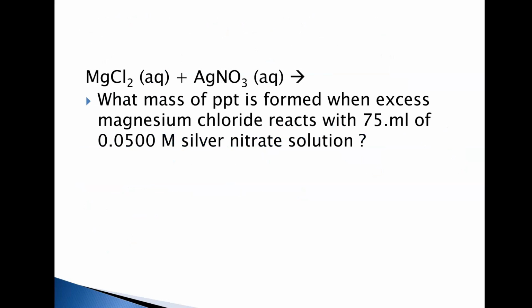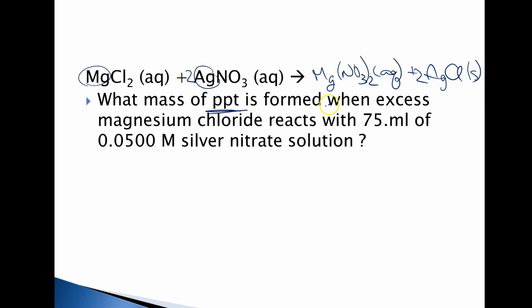Okay. Next one. So this time you have to figure out what the products are. So the Ag and the Mg are going to trade partners. You're going to get Mg(NO3)2, drop and swap the 2, aqueous, and AgCl, solid. Okay, and to balance it, you put a 2 and a 2. So what mass of precipitate is formed when excess, ignore, 75 milliliters of molarity.